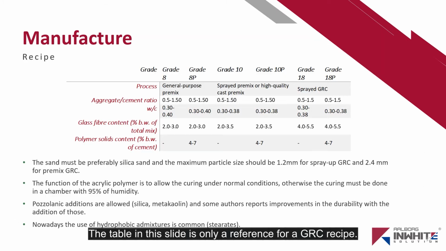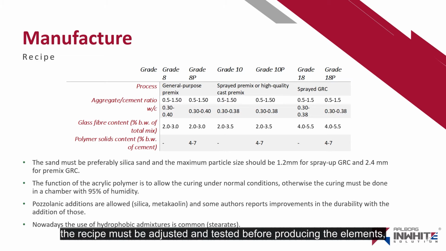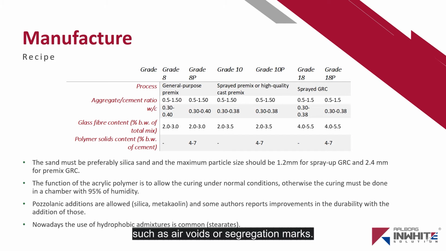The table in this slide is only a reference for a GRC recipe. In a GRC production plant, the recipe must be adjusted and tested before producing the final elements to check if the right workability and mechanical properties are reached. I will also advise to check the finishing of the element and look for some imperfections that could be related to the mix design, such as air voids or segregation marks.